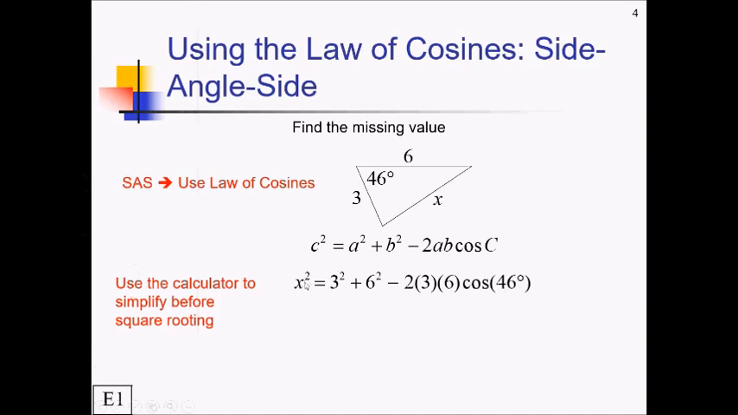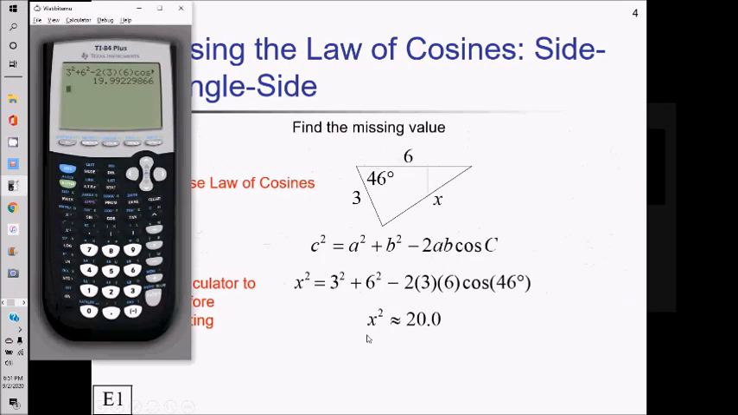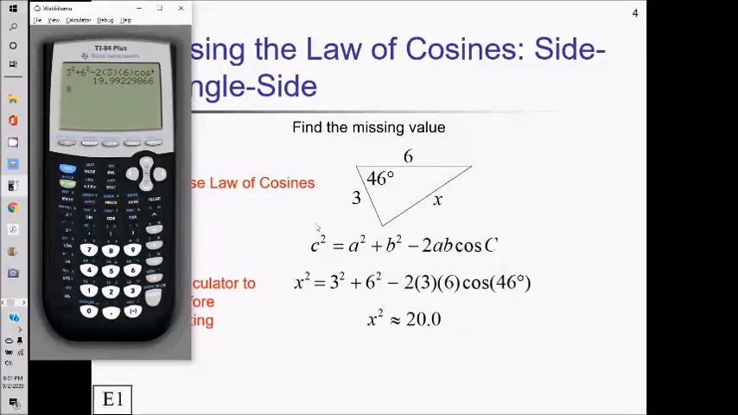Remember, we still have an x squared on the left. We haven't actually solved for x yet. This is really just kind of a Pythagorean theorem setup. So in order to actually get x, I still need to square root both sides here. Now, what I would recommend you do, instead of actually square rooting 20.0, is to square root the stuff that my calculator just gave me. So I'm going to press second, and then this button to get square root.